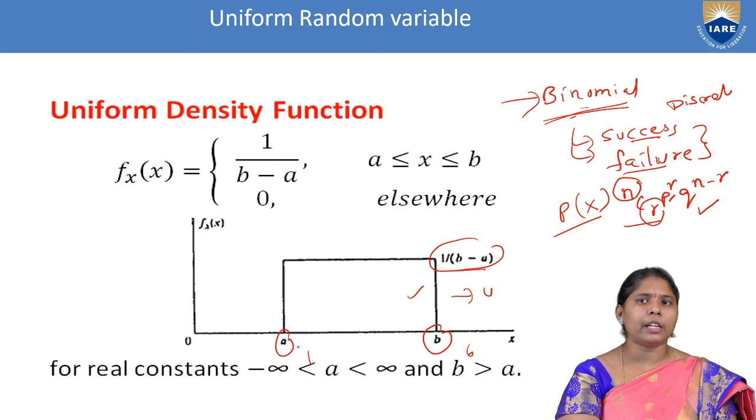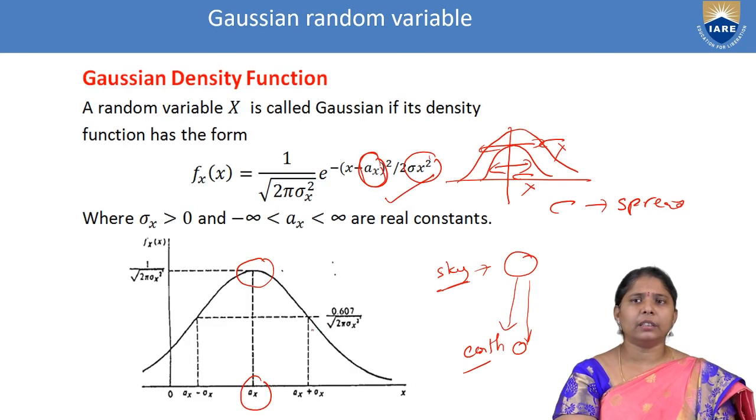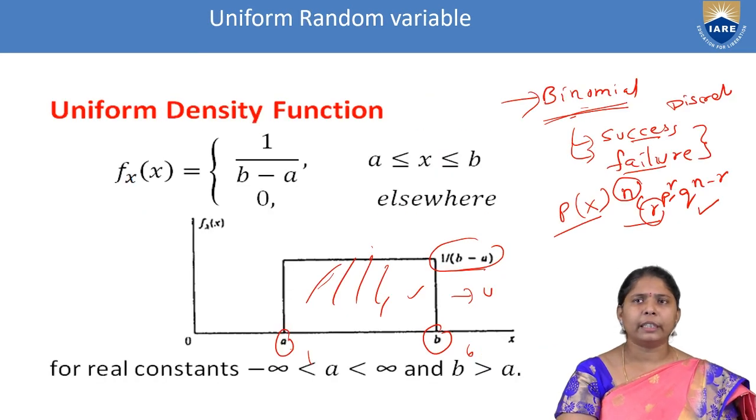Whenever, from a certain region a to b, the probability is uniform, 1 by b minus a, then we can use the uniform density function. Always the area under this curve and the area under this curve is unity. That is what probability is. The area under any density function is always unity. So this is a very small introduction to probability theory.